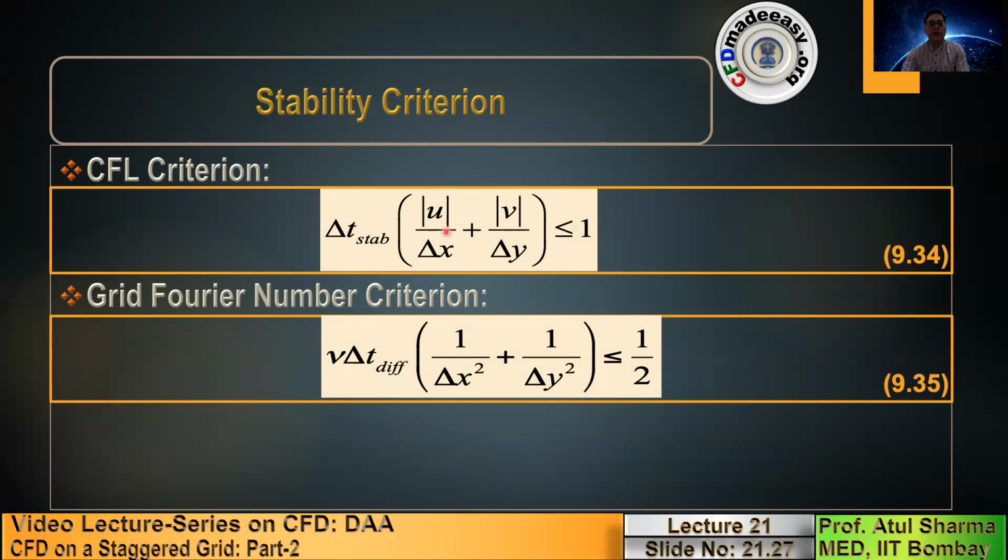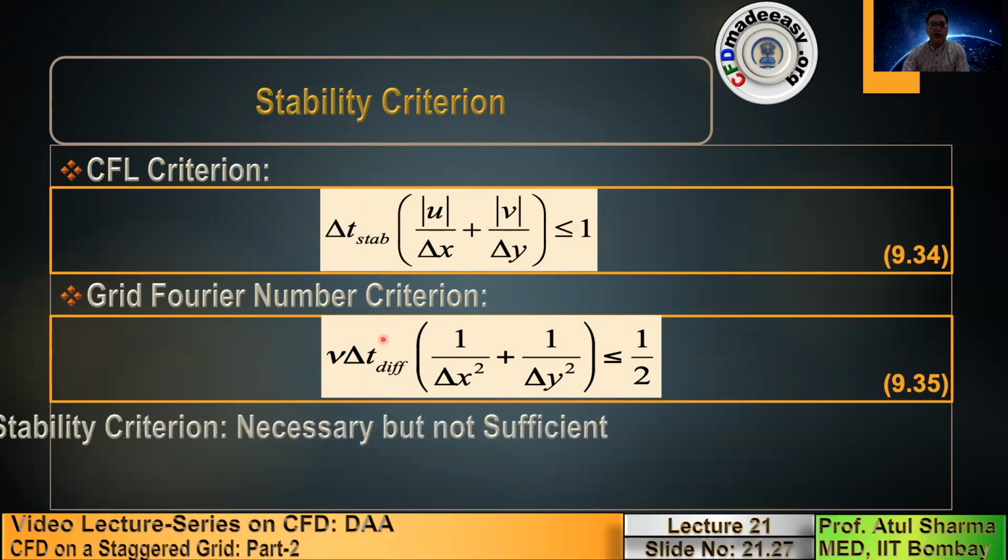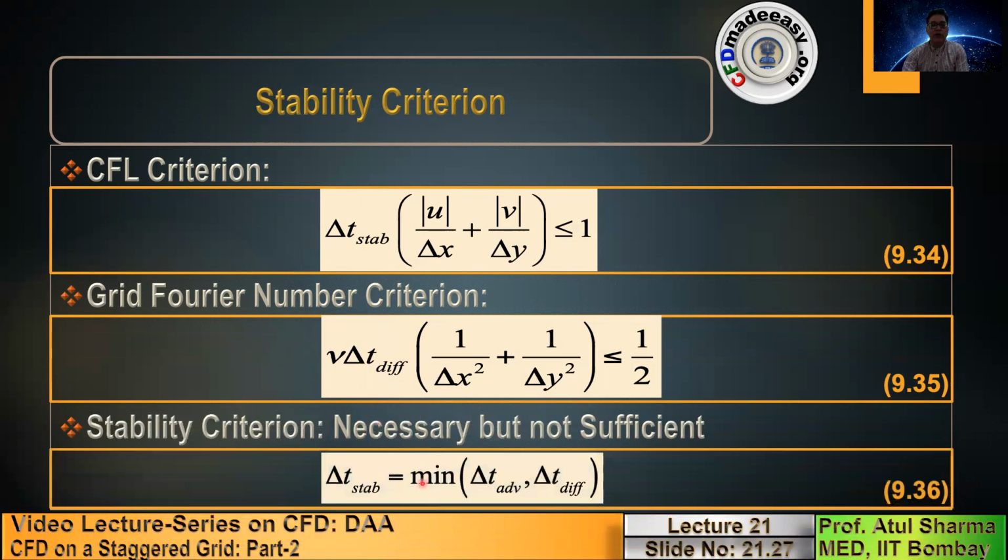This is obtained from advection. This is obtained for a pure diffusion problem. I mentioned in the previous topic that we do not have a formula for a combination of advection and diffusion. We have a formula to obtain the delta T for pure advection and pure diffusion. So we get two delta T and we use the minimum of the two. Note that this is a necessary condition, but is not sufficient.